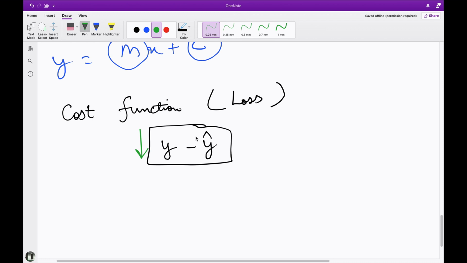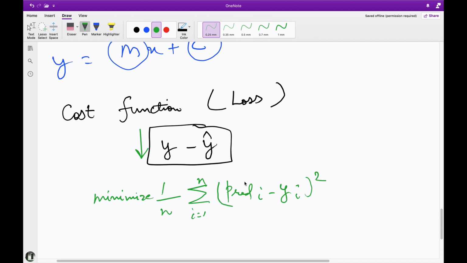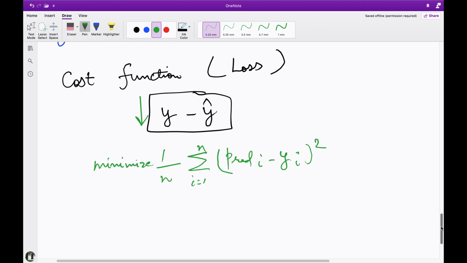So we can write it in a simple way. We have to minimize 1 by n, where n is the total number of points, the summation from i equal to 1 to n, of the predicted value of i minus the actual value, whole squared. This is the sum of squares of error, and we take the average of that. This is what we are trying to do: minimize this loss.